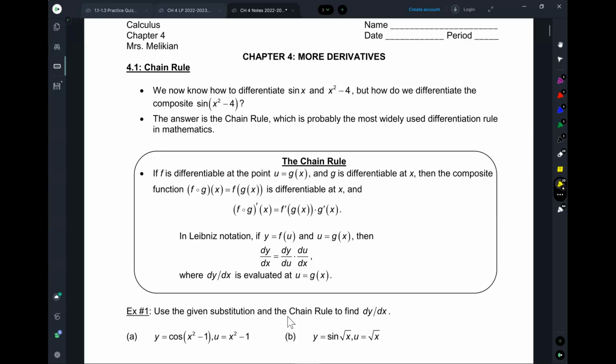This is the long-awaited chain rule, right? I know you've heard about it. Well, here it is. So, why even talk about this?